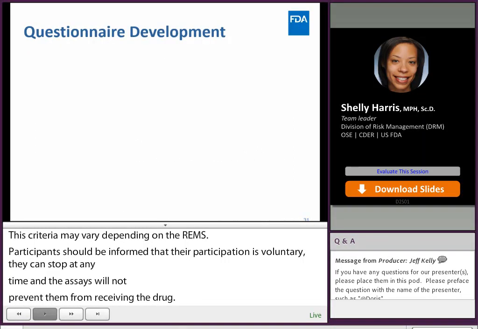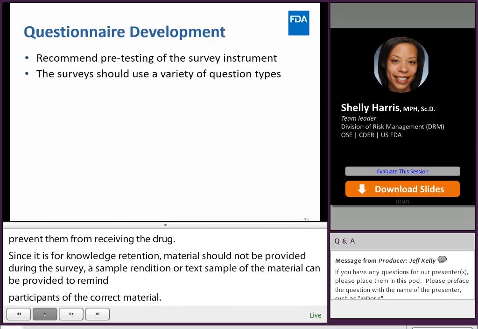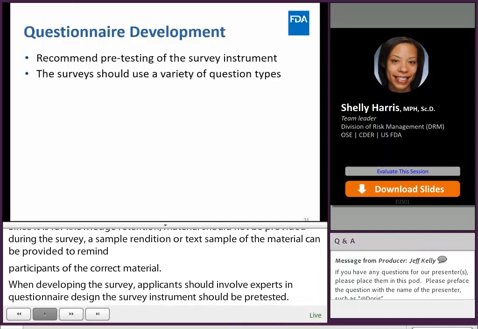When developing the survey, applicants should involve experts in questionnaire design. The survey instrument should be pre-tested. A variety of question types should be used, such as open-ended, multiple choice, true-false, and false or plausible incorrect answers should be included.